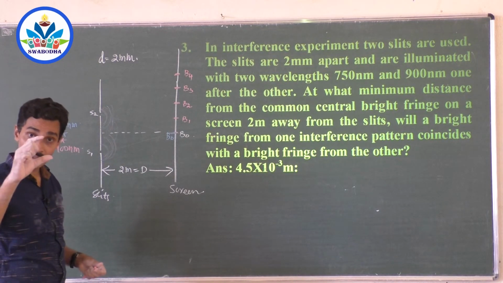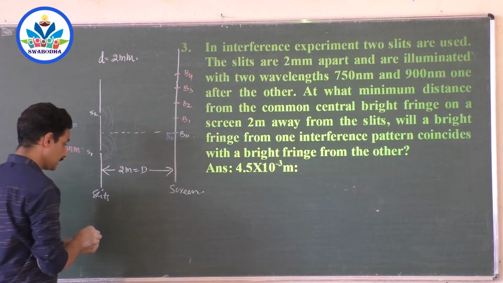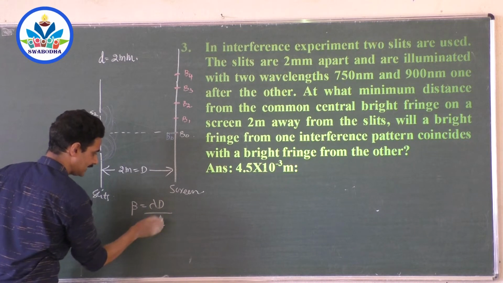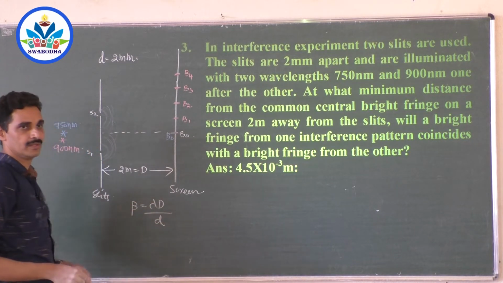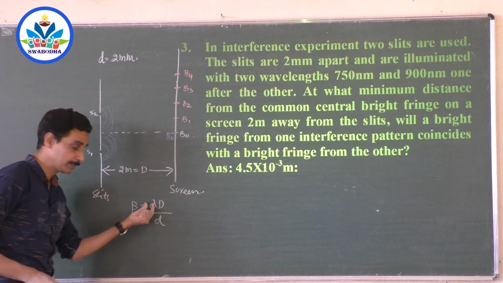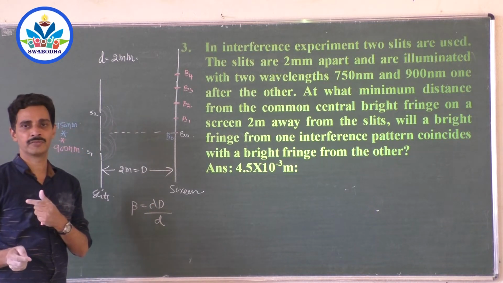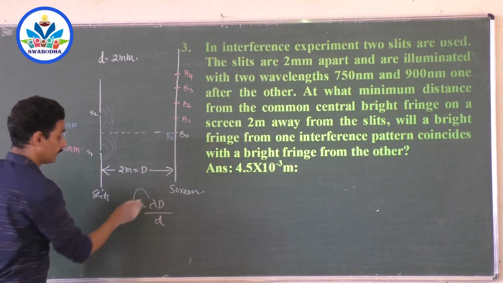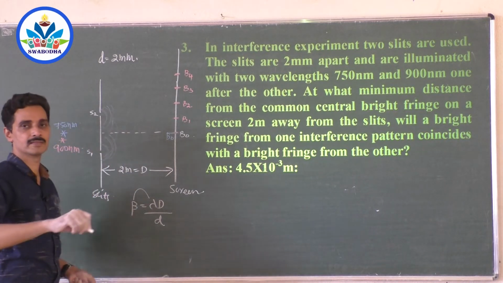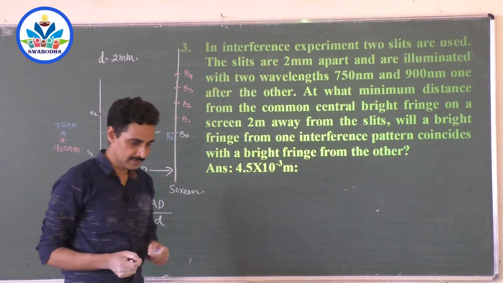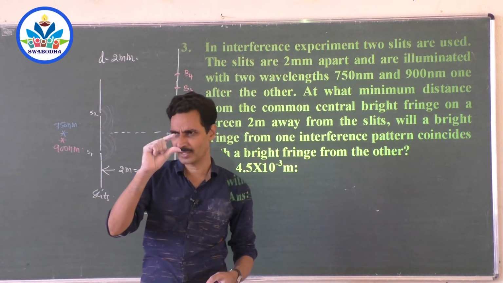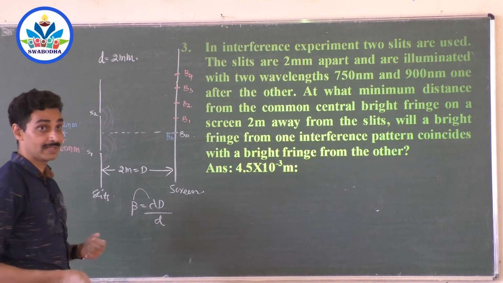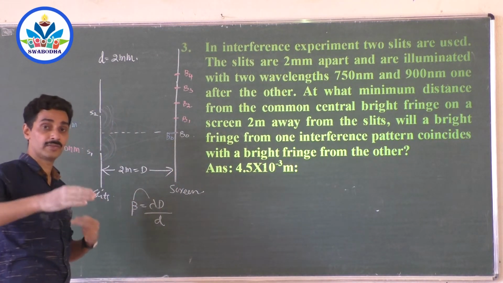It will be shorter in distance because beta is equal to lambda D by d. There is no difference between D and d for both the sources because the setup is the same. What about lambda? Lambda is different for different sources. So beta should be different. How different? If lambda is less, beta is also less. So lesser wavelength will make shorter and nearer fringes. Longer, higher wavelengths will make far away fringes.